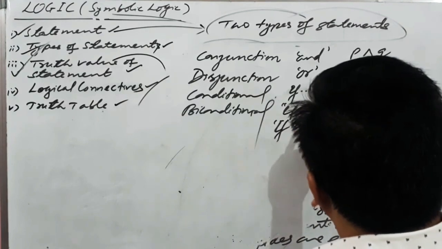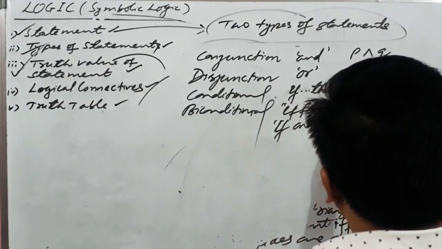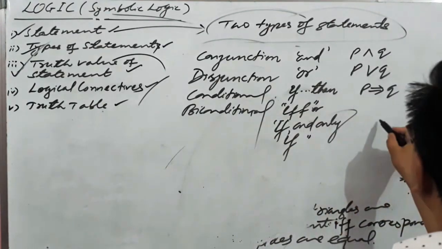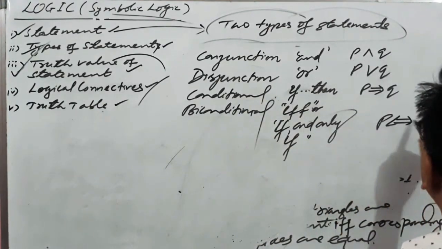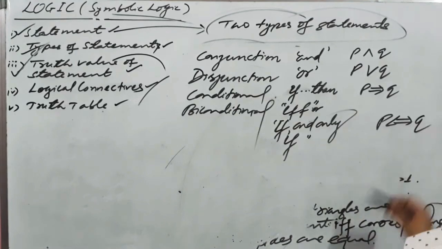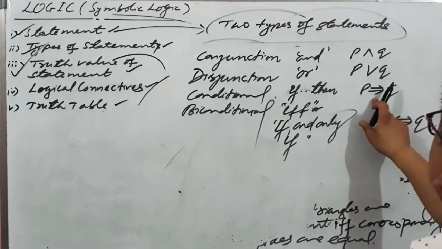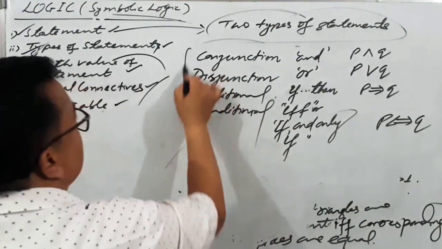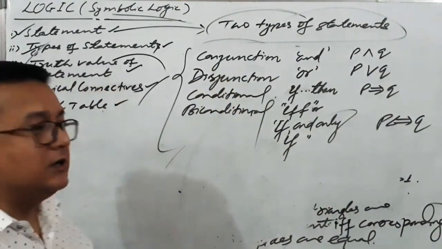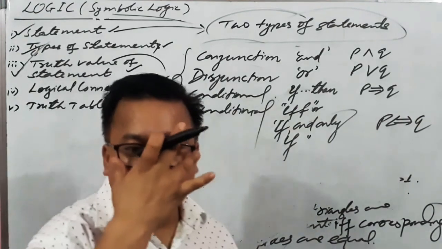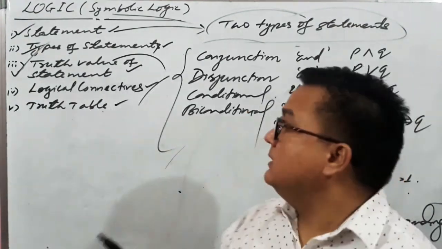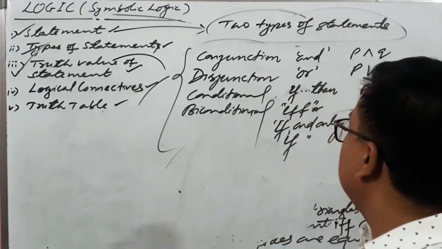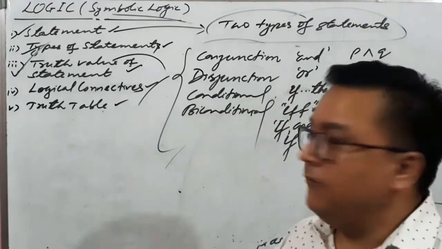Biconditional: if and only if, symbolized this way, P if and only if Q. This is the two-way implication, and the conditional is called the one-way implication. So I hope you are clear. These are very, very important in logic. Once again, conjunction is connected by and, disjunction by or, conditional by if then, and biconditional by if and only if.